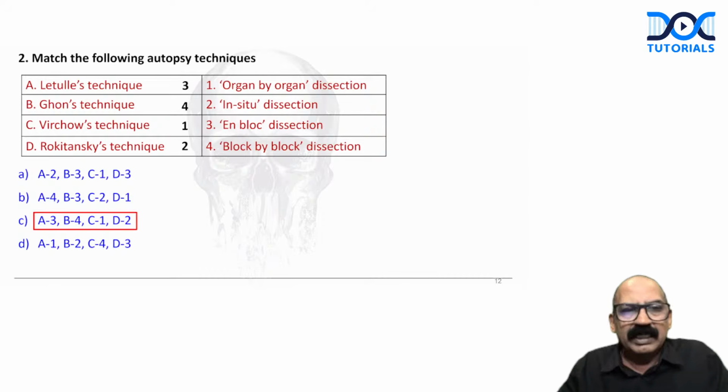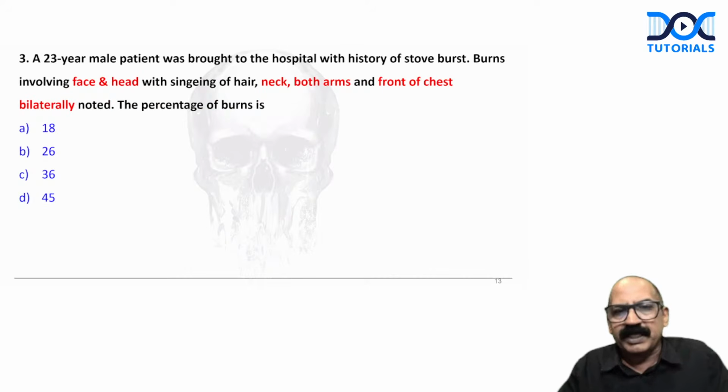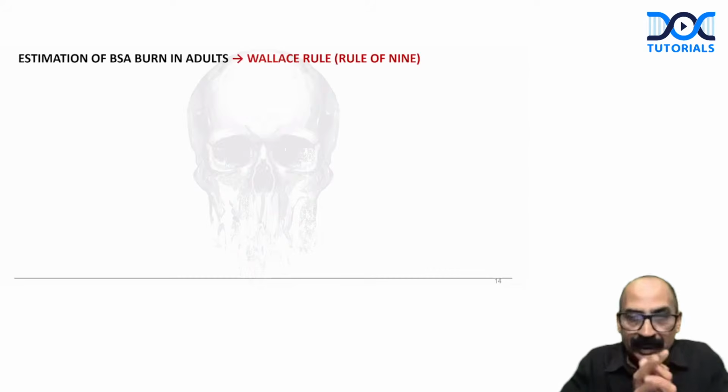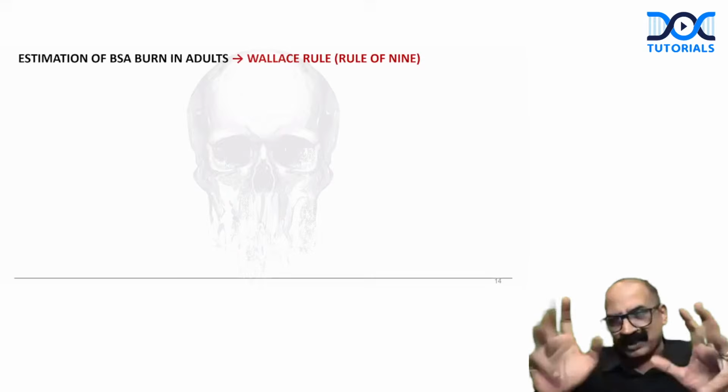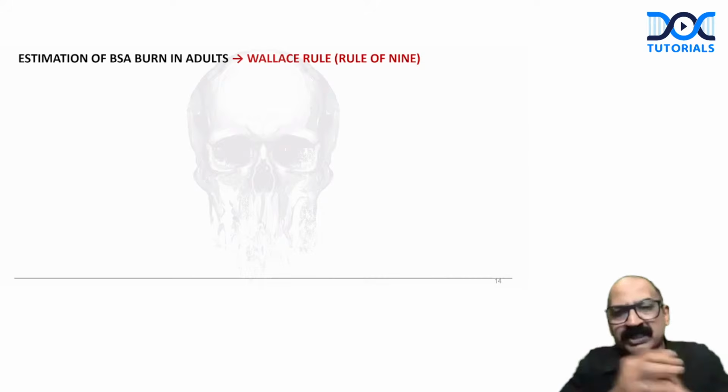Okay. Number 3. A 53-year-old male patient is brought to the hospital with an injury from a blast, burns involving the face and head, front of the neck, both arms, and front of the chest, bilateral. Now, you know very well, estimation of body surface area. Of course, the best is the Lund and Browder chart. It is very complicated. Normally, what we adopt is Wallace's rule or rule of 9.